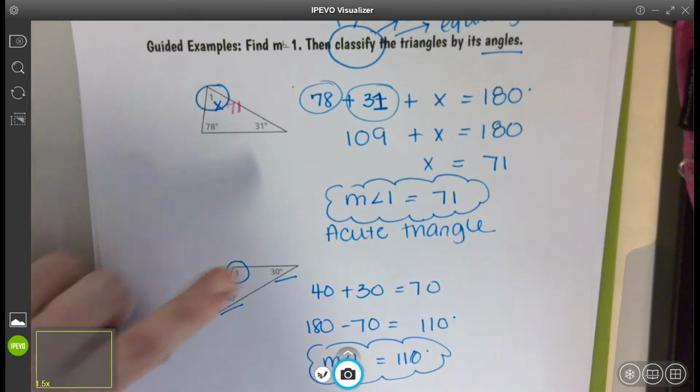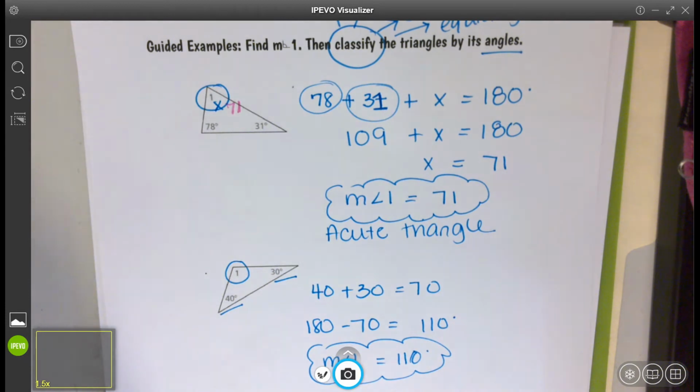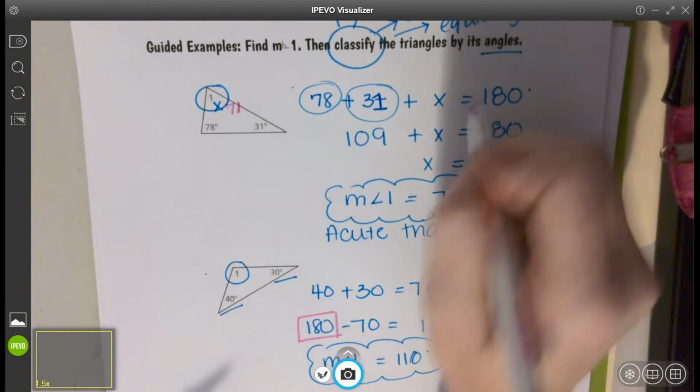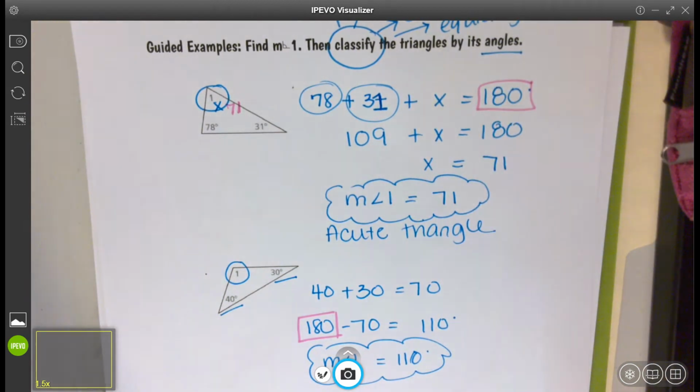So notice I made the first one more algebraic. The second one I did not. Either one is acceptable. Just knowing that all three angles together make 180. You're going to use 180 in either way of solving your missing angle. So you do need to be aware that you're going to use that number.